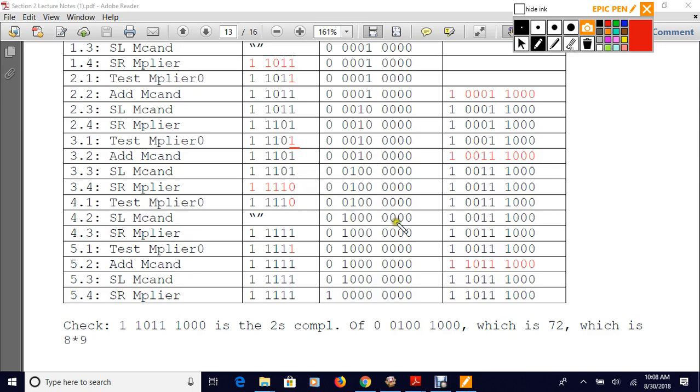We add those values here, and we get the result. Then the fourth iteration, we test the least significant bit. There, right? It's a 0. We don't add. That's why 4.2 is just shift left and then shift right. And as you can see, it has remained the same the whole time.